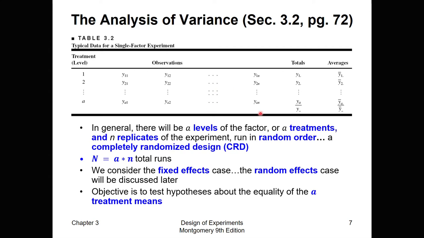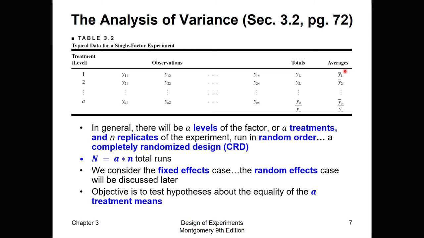Now for notation, you're going to see things like this guy down here, y sub dot dot. When it's just a dot, it means summed over all these things, and where there's a bar, it means averaged over all these. So you'll see y bar dot dot, and this is what we call the grand mean. This is averaged over all of the i's, that is all the treatment levels, and all the j's, that is all the observations. This is the average of all of the observations.